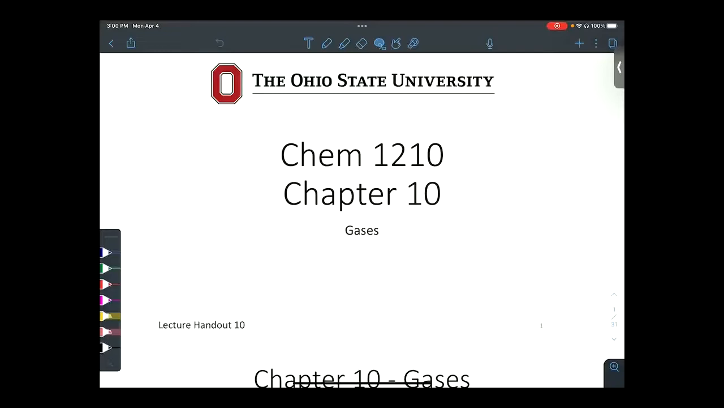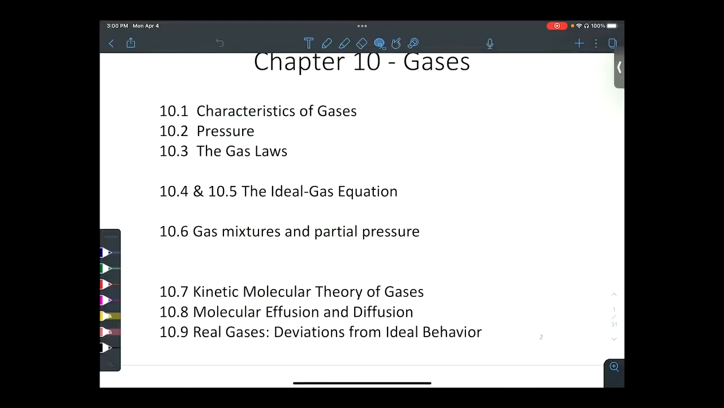Okay, so chapter 10, gases. We're going to go back to some math, all right? This is a big shift in what we've been talking about. This chapter, remember, will be on the final, not on midterm 3. Midterm 3 is only chapters 7 through 9.